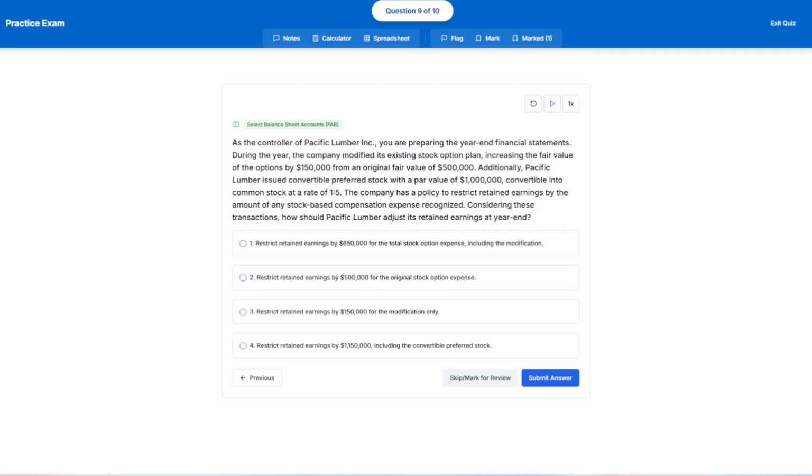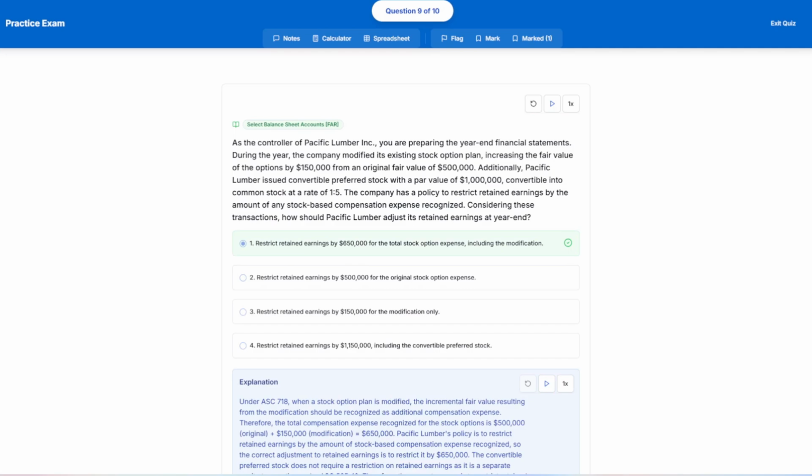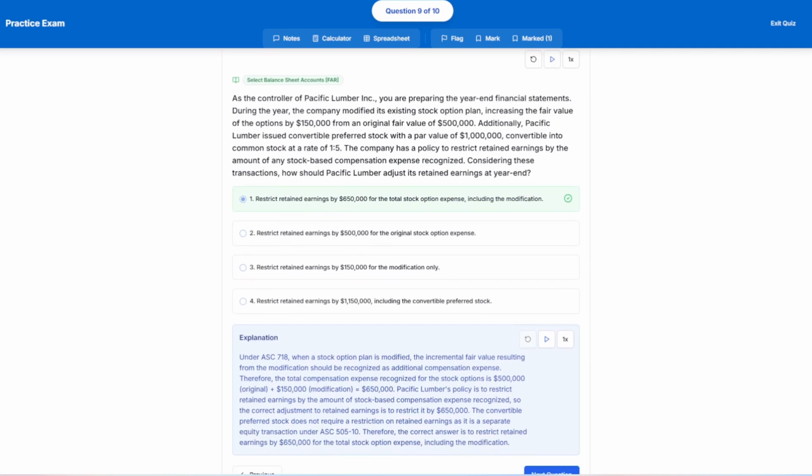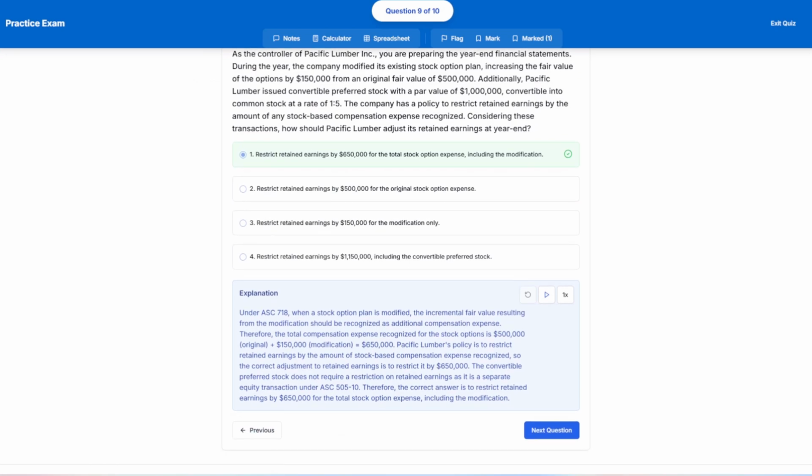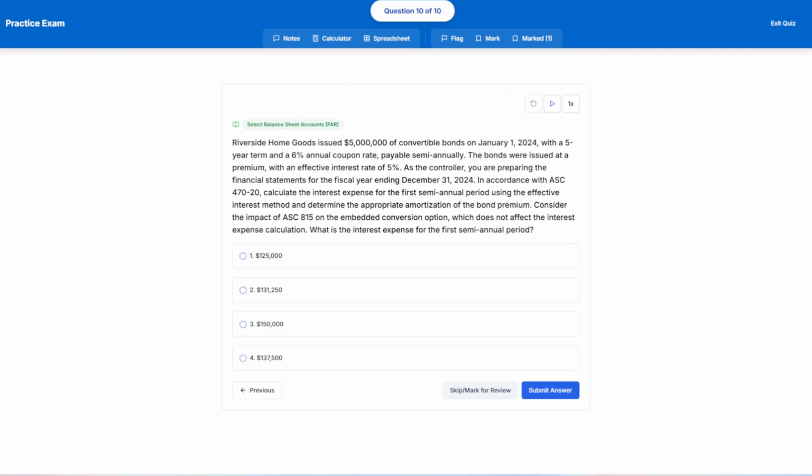Based on our analysis, the correct answer is option 1, restrict retained earnings by $650,000 for the total stock option expense, including the modification. This aligns with ASC 718's requirements and Pacific Lumber's policy to restrict retained earnings by recognized compensation expenses. Remember, on the CPA exam, understanding how different transactions impact financial statements is crucial. And don't worry, just like a good reconciliation, it all adds up in the end.